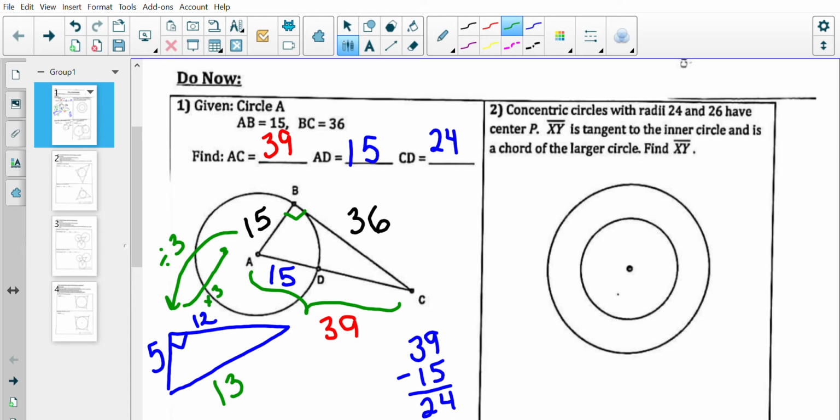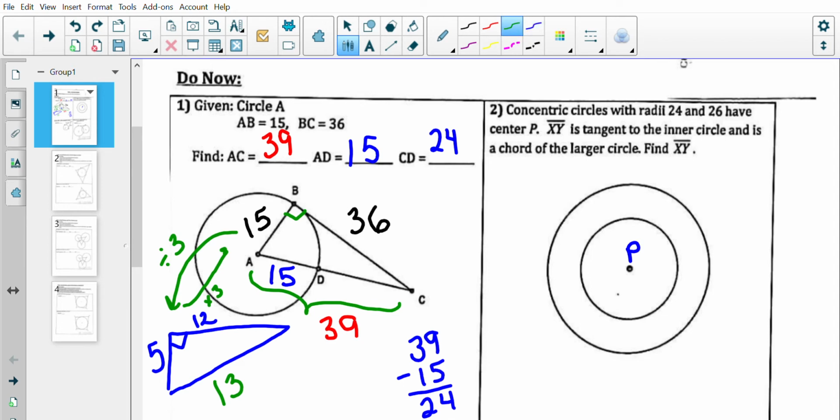Okay, next one, number 2. So it says we have 2 concentric circles. Remember, concentric means 2 circles with the same center, with the radius of one being 24 and the other 26, and they have center P. So I'm going to label that circle P. So we know the smaller circle will have a radius of 24 and the larger one will have a radius of 26. I'm going to put this P up here.